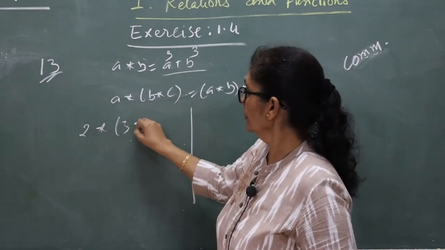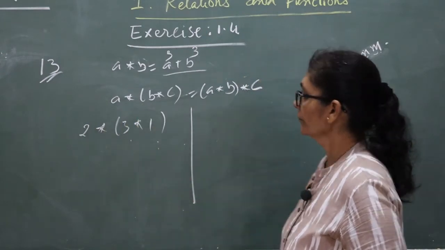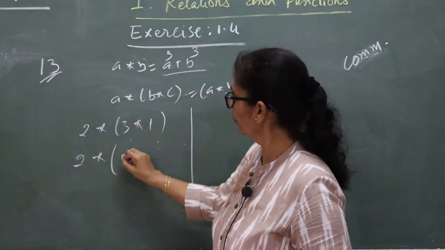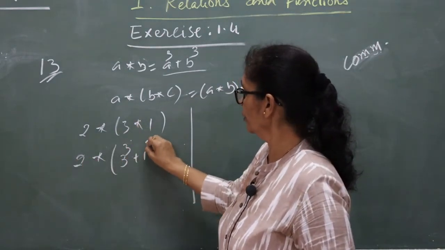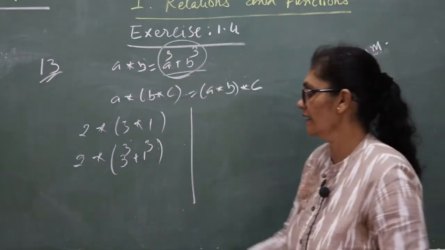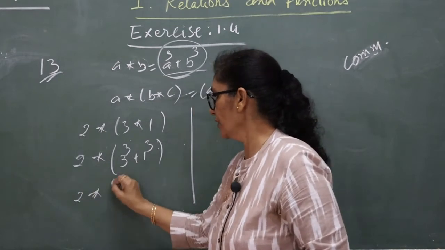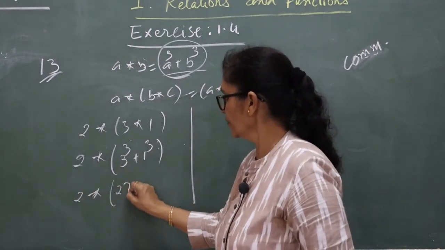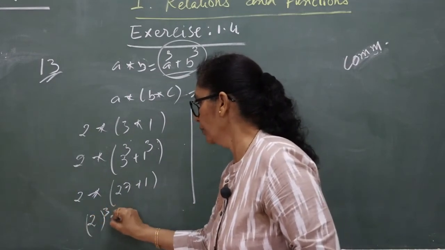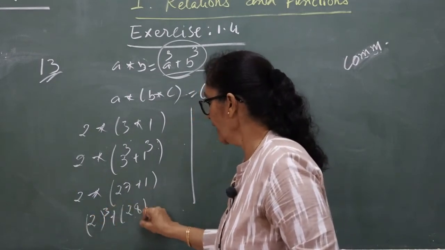2, 3 and 1. So what is the relation of it? 3 cube plus 1 cube. The condition is the same, A cube plus B cube, you have to follow the same thing. Now 2 asterisk, 3 into 3 is 9, 3 9s are 27, plus 1. So 2 cube plus 28 cube.